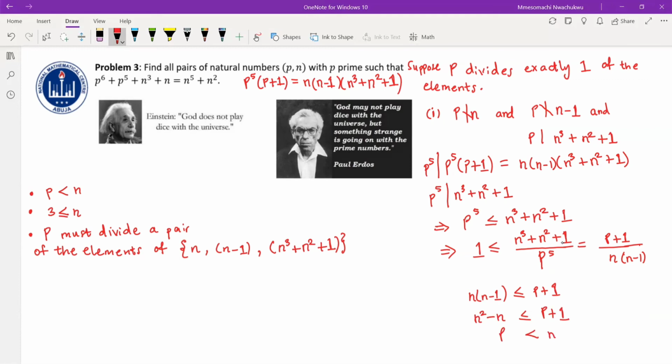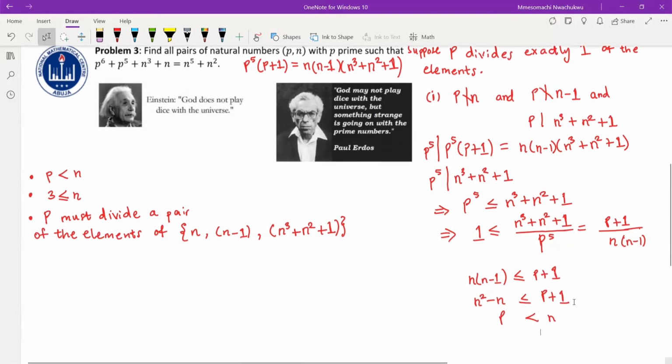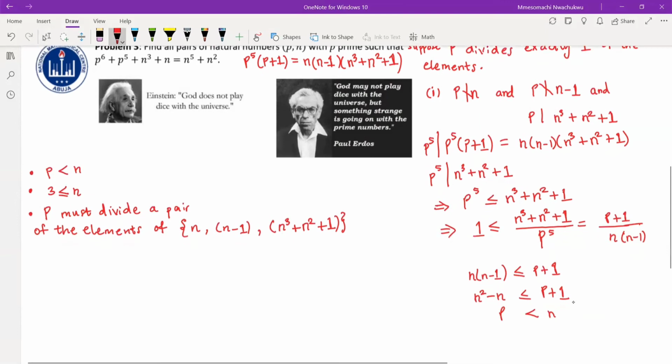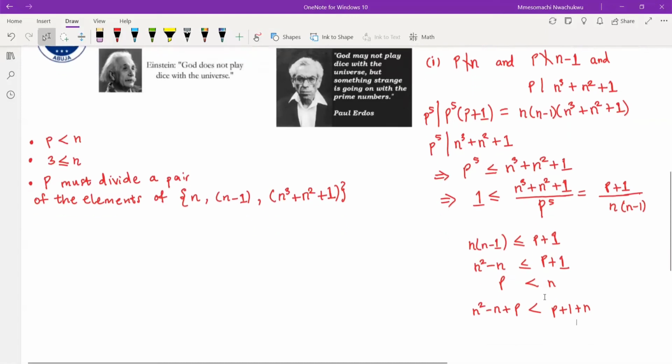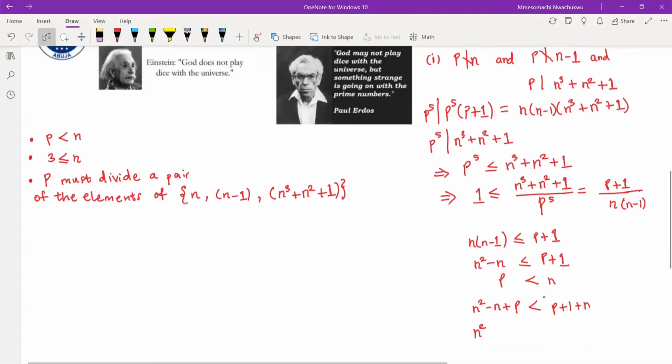So if we add these two inequalities, what do we have? Since they have the same direction, we can add the inequalities. So we have n squared minus n plus p. Since one of the inequalities is strict, when we add them, the final inequality will be strict. So this is strictly less than p plus 1 plus n. Okay, so p will cancel out, and we have n squared minus 2n is less than 1.